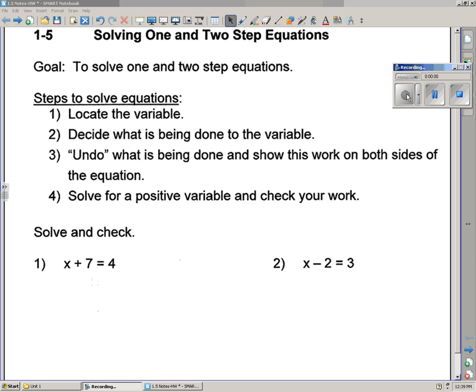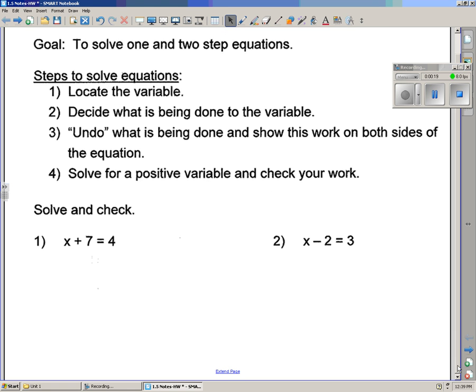So today's lesson is going to be solving 1- and 2-step equations. Don't forget the steps to solve equations. Always locate the variable first, decide what's being done to that variable, undo what is being done, and show that work on both sides of the equation, and then always solve for a positive variable, and be sure to check your work. You might get a negative answer, but your variable is positive.